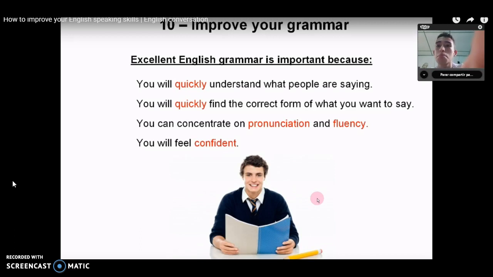All right. Now, the second one. You will quickly find the correct form of what you want to say. Is that possible? I mean, using the grammar, you say, hey, I want to say something, expressing, in that case, future. We are using future today. So you say, hey, I want to express my future plans for my life. Is it nice to know grammar to express that idea?